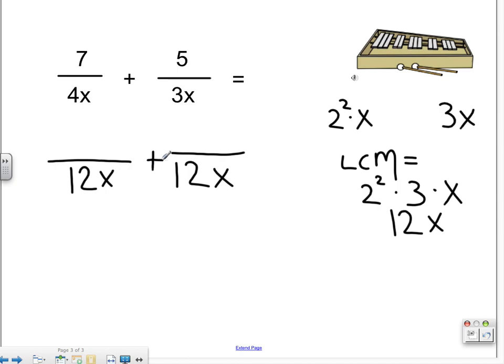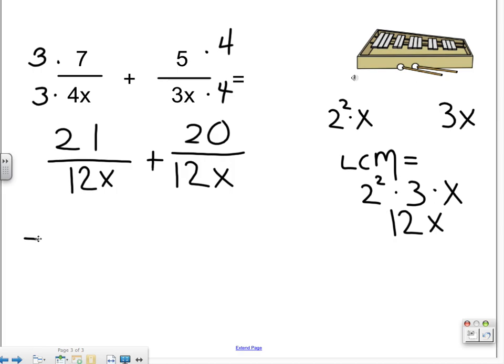Now, what do I multiply 4 by to get 12x? Well, I just need to multiply it by 3. So that means I just need to multiply my numerator by 3. So I get 21 over 12x. On the other fraction, I'm going to multiply by 4 to get 12x. I'm going to multiply my numerator by 4, and I get 20. So now I've got 21 over 12x plus 20 over 12x.